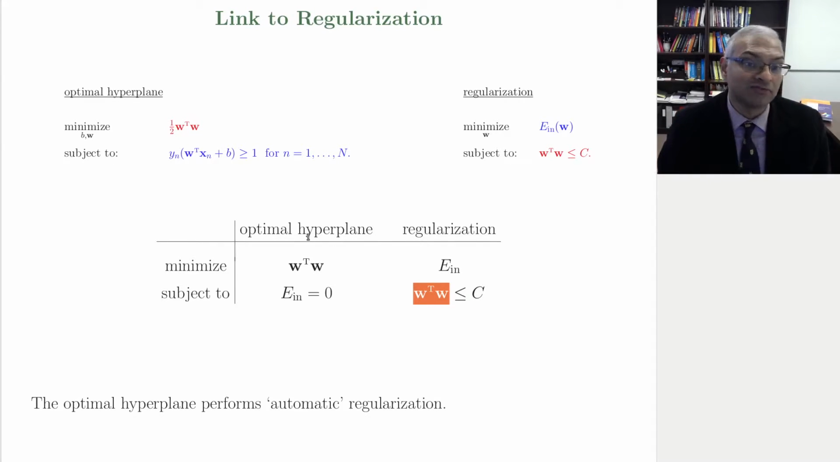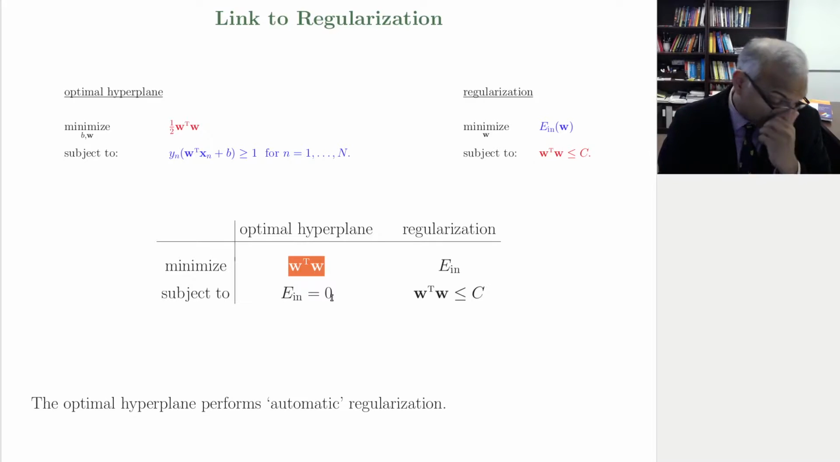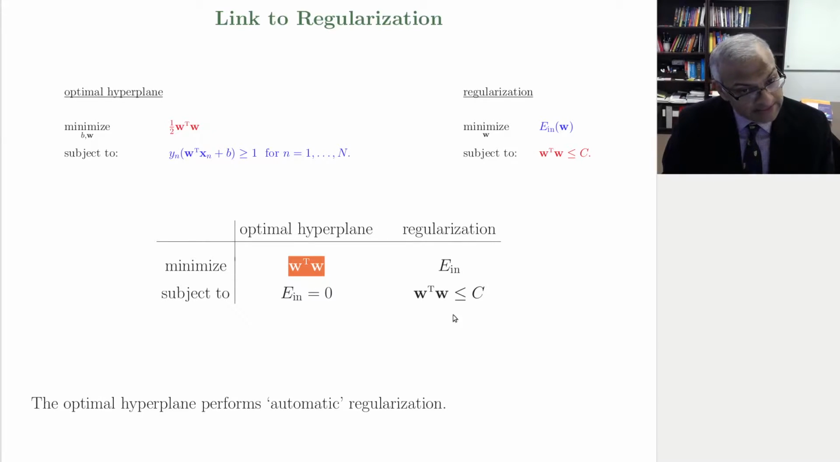So in some sense, you can view this optimal hyperplane as maximally regularized, providing that you can explain the data. And later today we'll discuss what happens when the data is not explainable, and how we extend this algorithm to the situation where you cannot find a linear separator. So you can view this optimal hyperplane as performing automatic, maximum possible regularization, providing that you require me to fit the data.